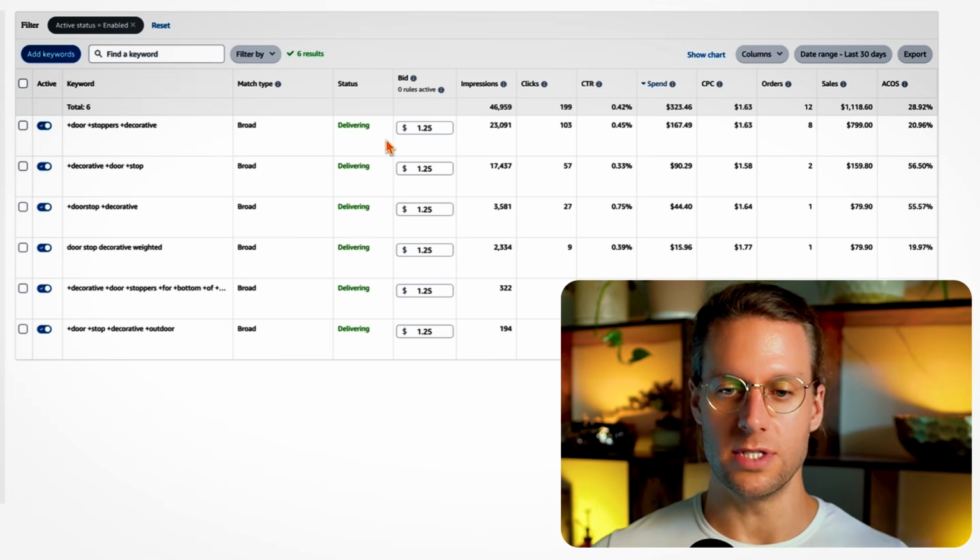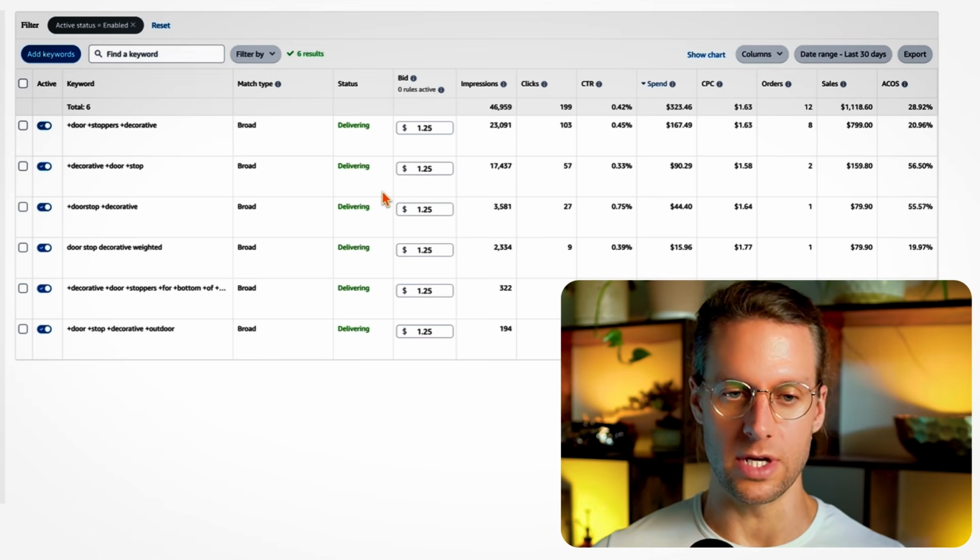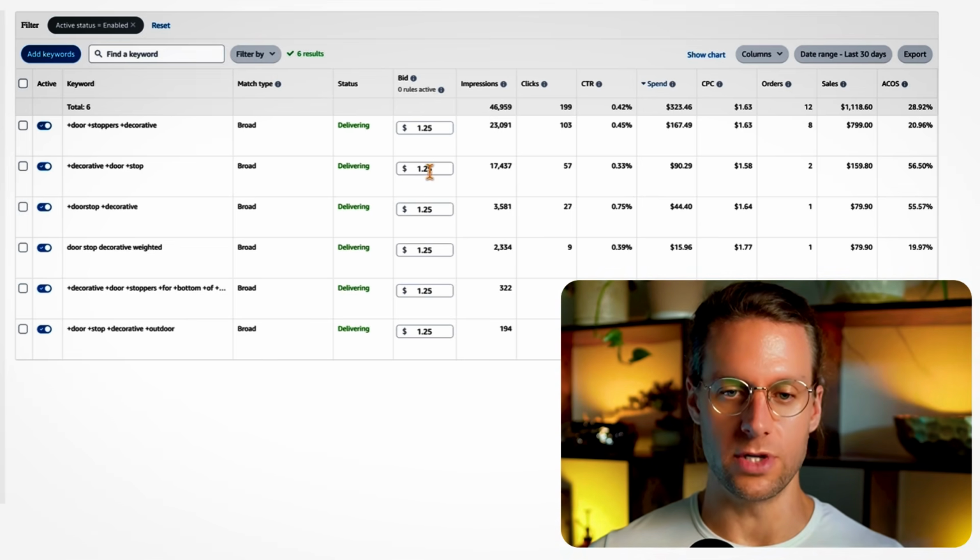You could see this is actually a good situation here, where the highest volume target is also our best performing target, or our second best performing target there. So that's a good thing. And that is this door stoppers decorative target that we have here.